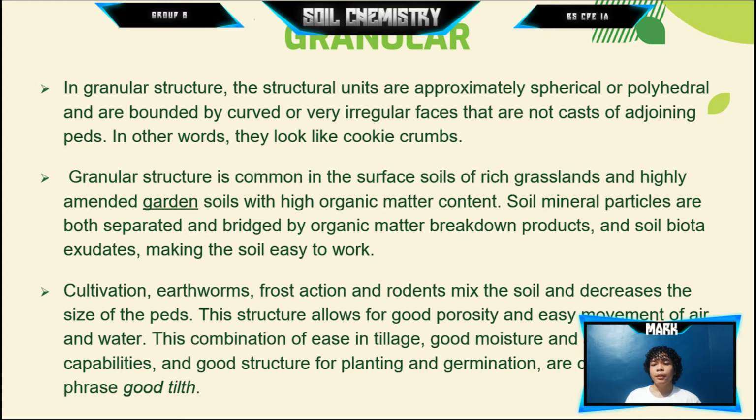It's these fine particles which are actually stuck together by organic matter. It gives you good granular structure. So the more organic matter that you have, the better your granular structure will be. And that's the five soil structures.